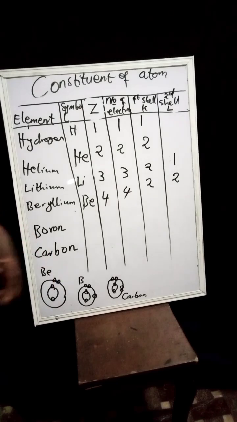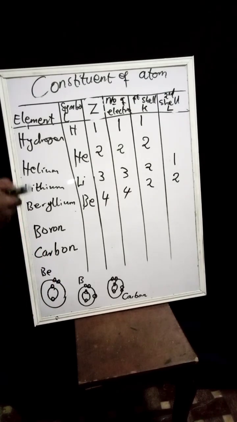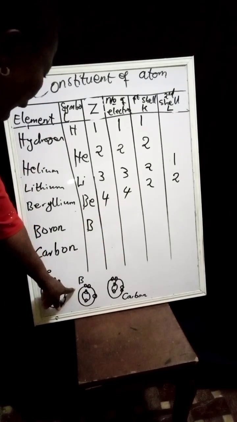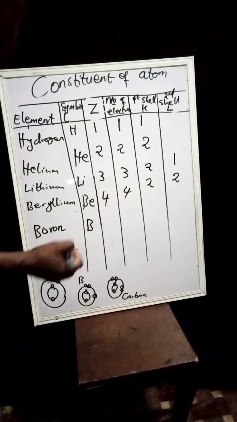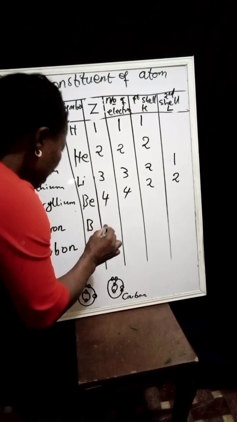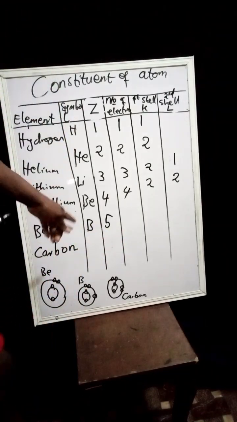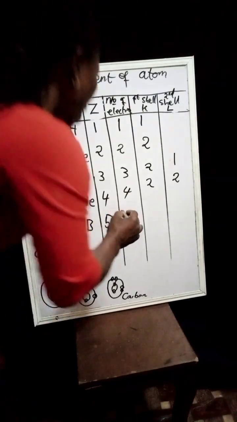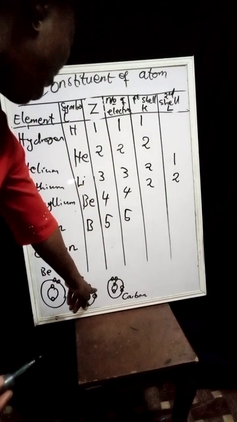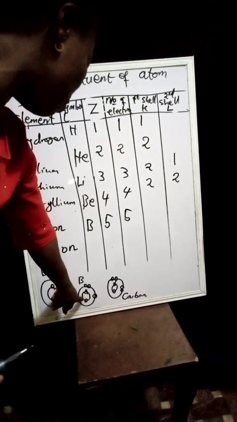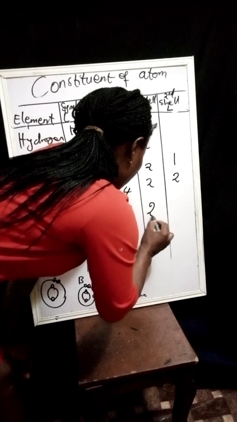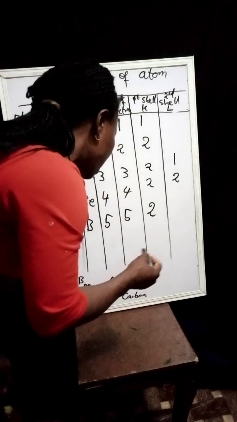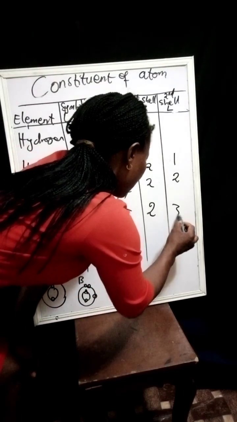Then, looking at boron, boron has a symbol of B and is the fifth element, meaning that the atomic number of boron is 5. The total number of electrons in boron is 5. Then the number of electrons in the first shell of boron is 2, while the number of electrons in the second shell of boron is 3.